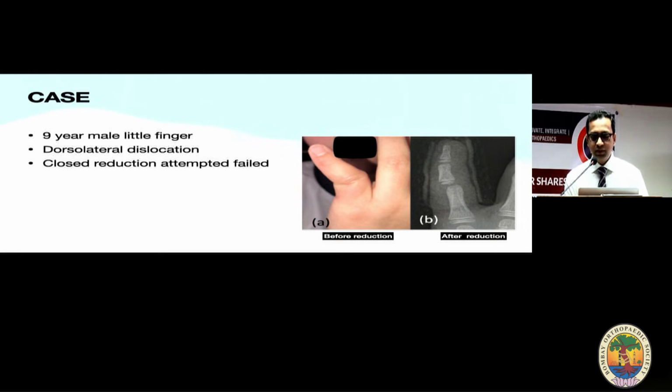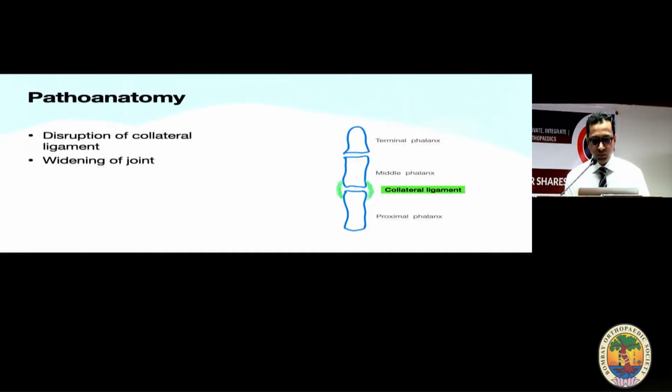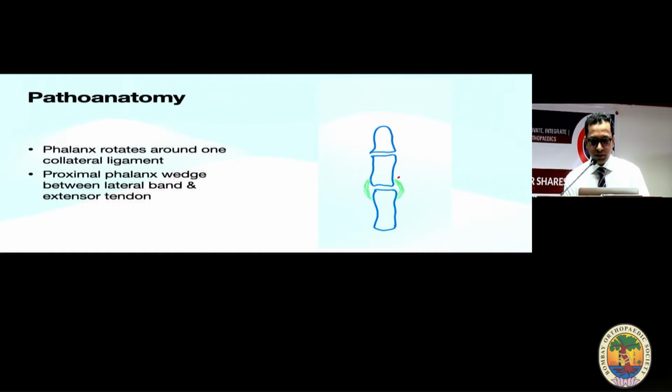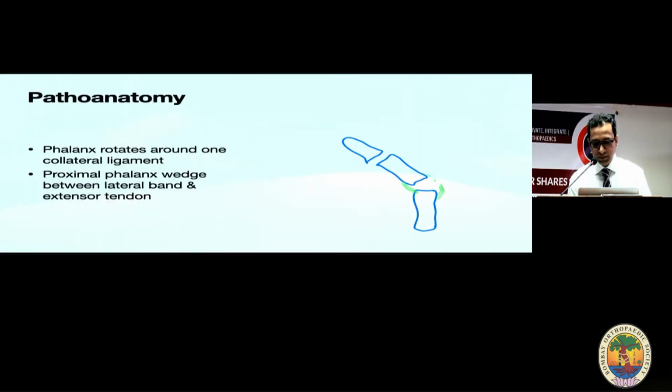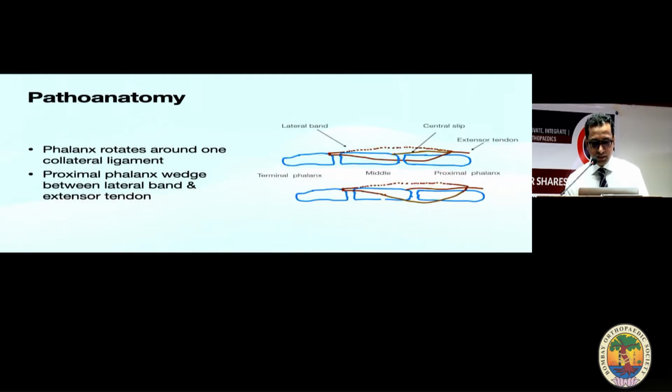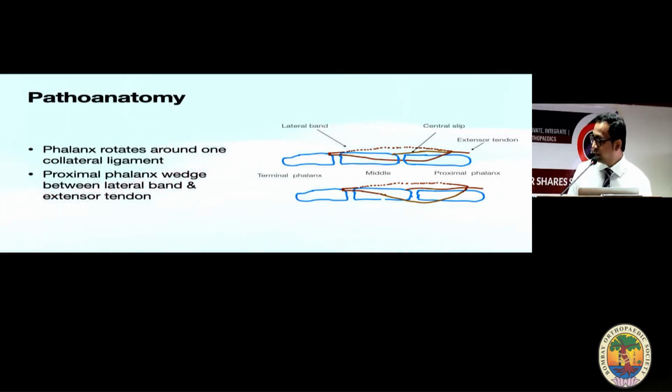Closed reduction was attempted, but could not be done properly. As you can see in the X-ray, the joint is incongruous. So what went wrong? Let's understand the pathogenesis. There is disruption of the collaterals, which get damaged either at the base of the middle phalanx or at the head of the proximal phalanx. Then it rotates around the intact ligament, and the proximal phalanx wedges between the lateral band and the extensor tendon. So that commonly prevents closed reduction at the first instance.